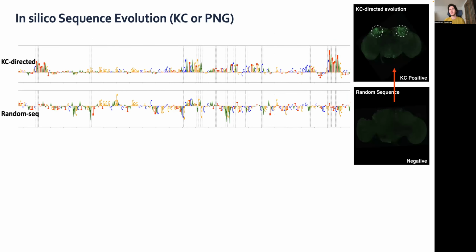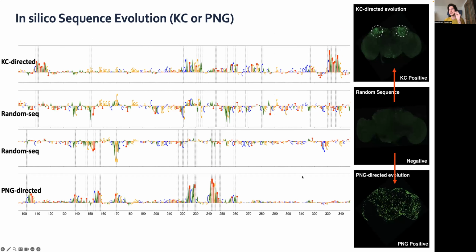And we also went further. Starting from a random sequence that is not active, we make a Kenyon cell enhancer. Then we wanted to see, starting from the same random sequence, can we create another enhancer that is targeted for another cell type? Here it is perineuronal glia. These are two of the same random sequences, but through the eye of Kenyon cell or perineuronal glia, the model selects different mutations if you direct to KC or PNG, and at the end, we create either a perineuronal glia enhancer or a Kenyon cell enhancer, starting from the same random sequence.